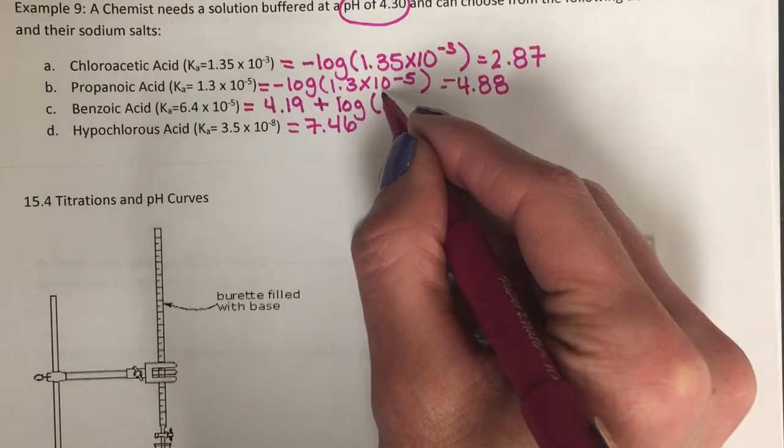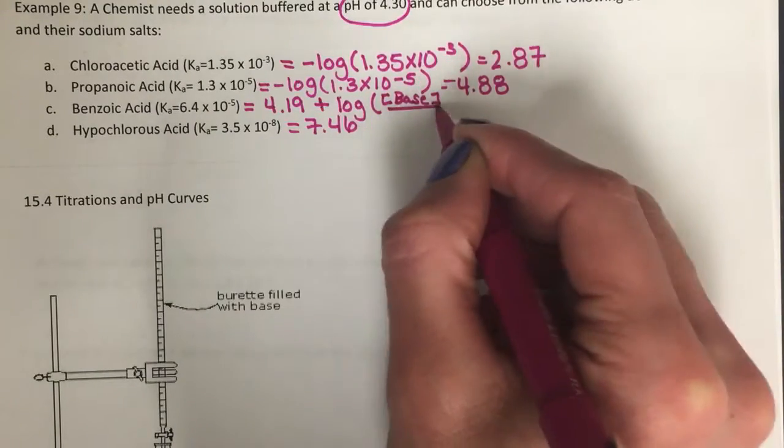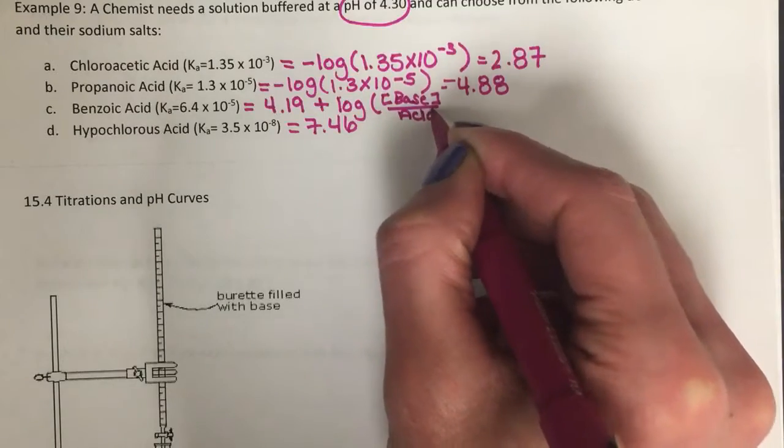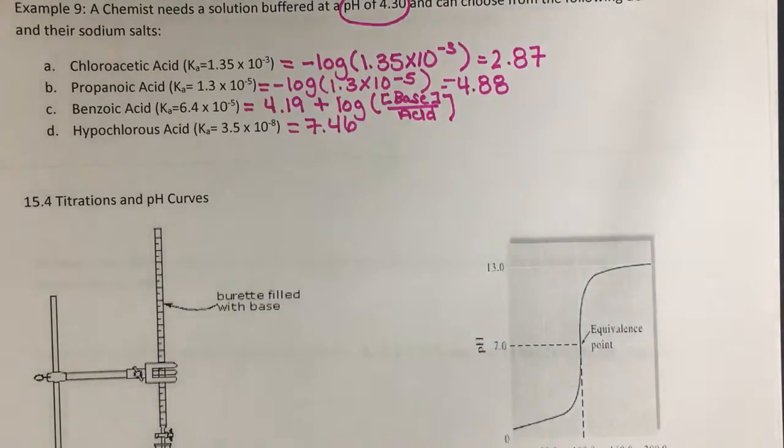So I would need to figure out the log of my base over my acid would need to be 0.1, and then that would tell me what ratio I needed to plug things in. Easy enough. So that's how we figure out how we set up our buffers, is we actually look at the Kas and use the Kas to determine the pH value. Okay?